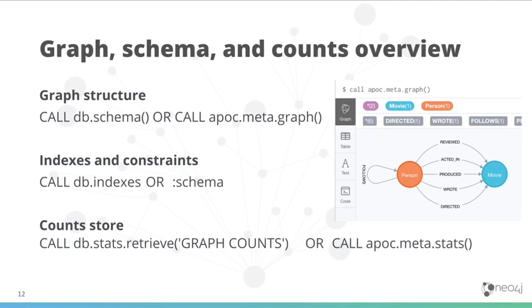You need to know what's going on in your graph. So to view the graph structure, you can call db.schema or APOC metagraph. You need to see what indexes and constraints exist on your system, so call db.indexes or :schema in the browser, prefixed with a colon. The counts store gives you some useful counts information. These are transactional counts, such as the number of nodes in your database, relationships, nodes of certain labels, relationships of certain types, and more.